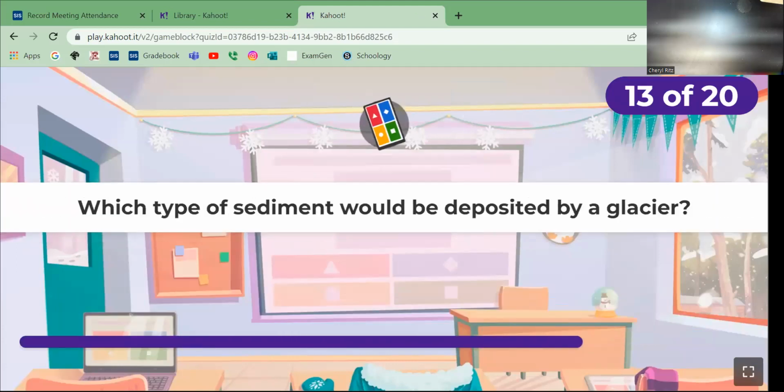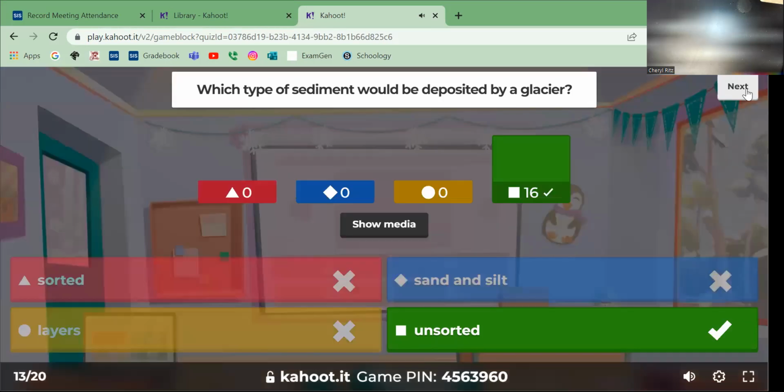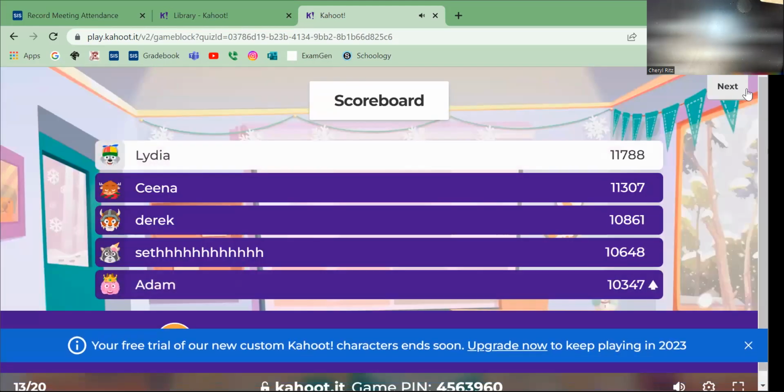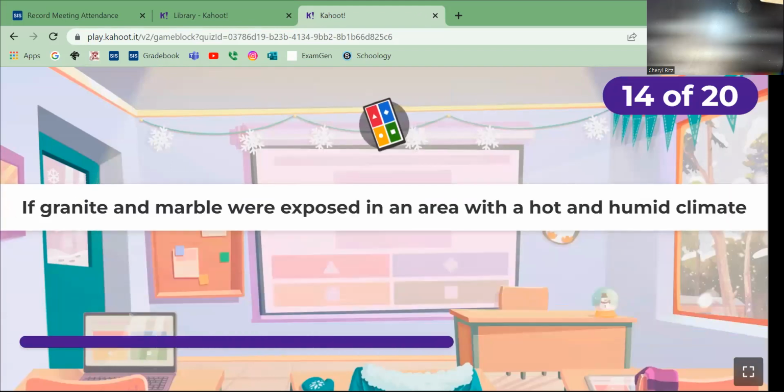Which type of sediment would be deposited by a glacier? Oh, good. Unsorted. Be careful with this one.